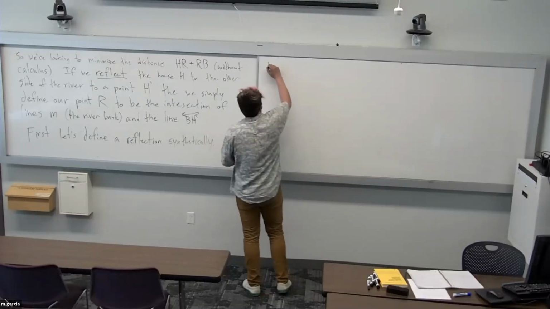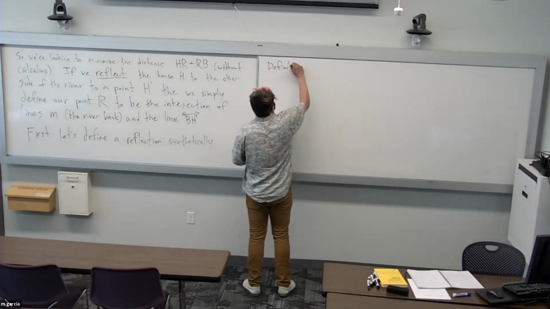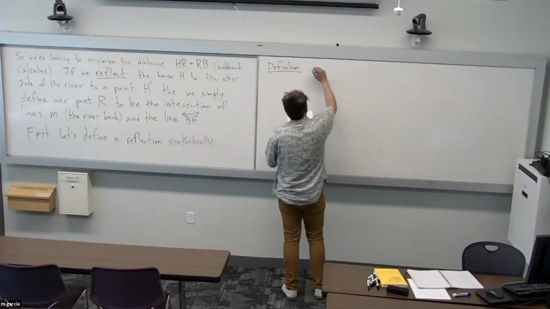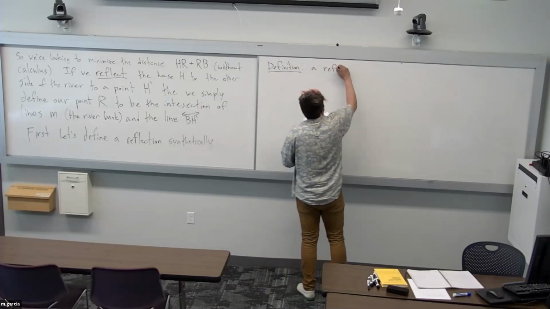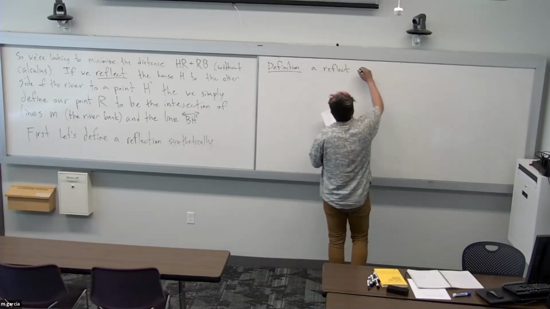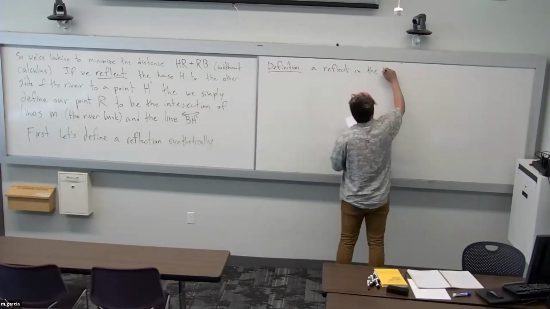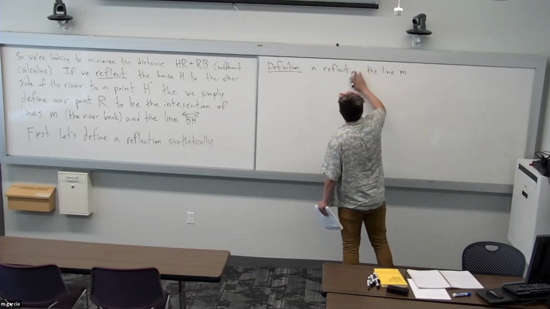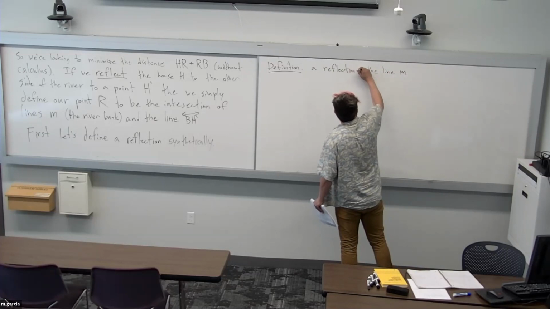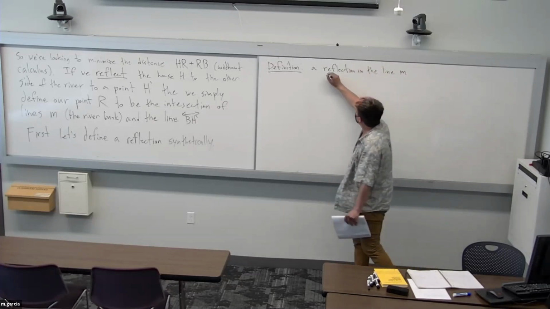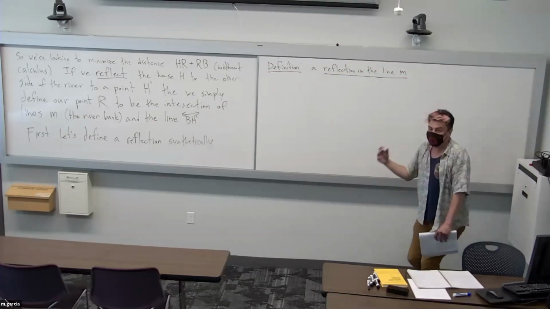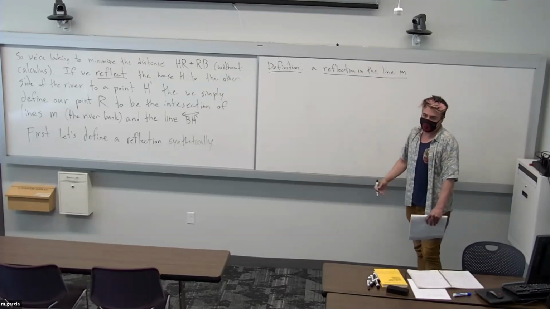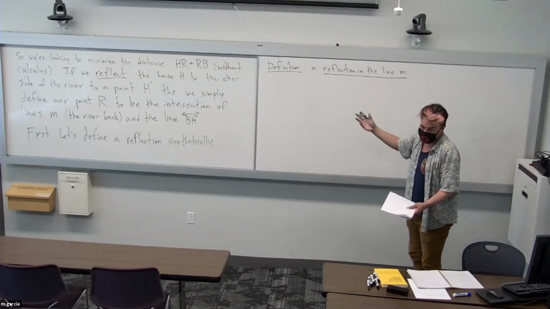Okay, so it's a definition. A reflection in the line M. That is to say, a reflection depends on a line. Like over that one? Yeah, this is just classical terminology. I don't know why it's in instead of across, but yeah.